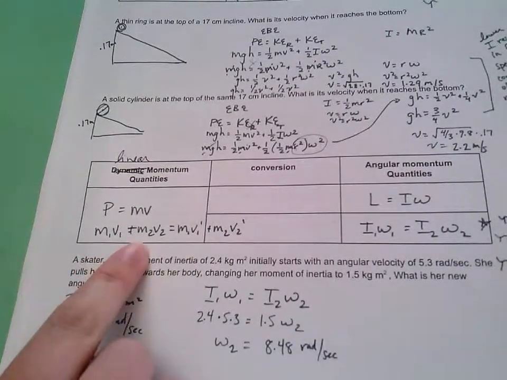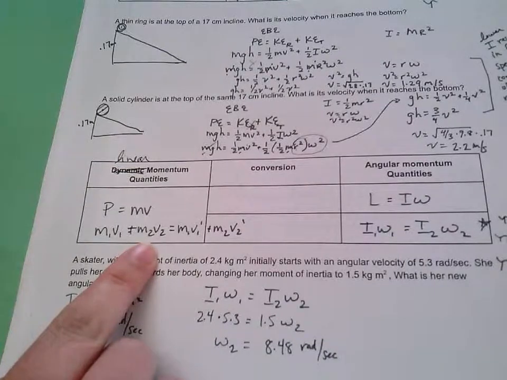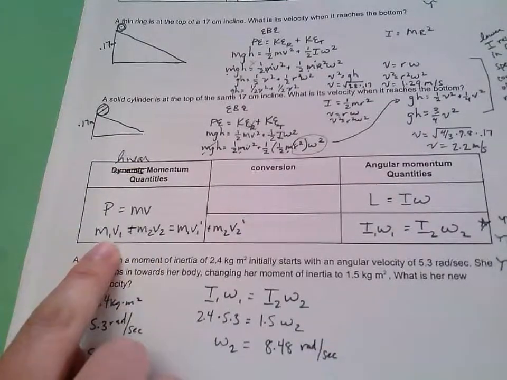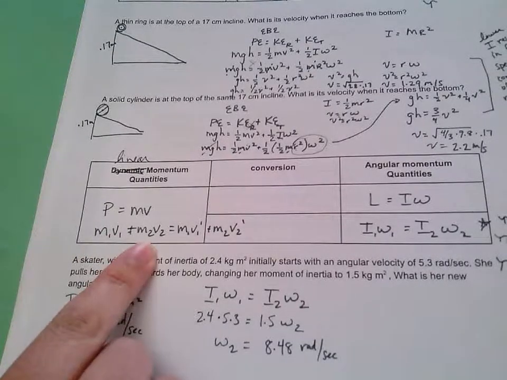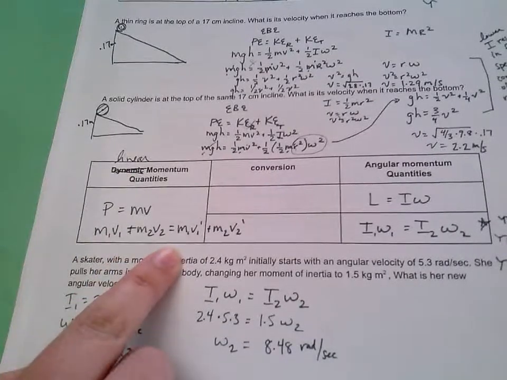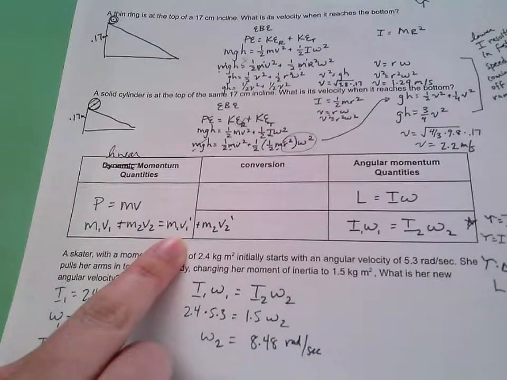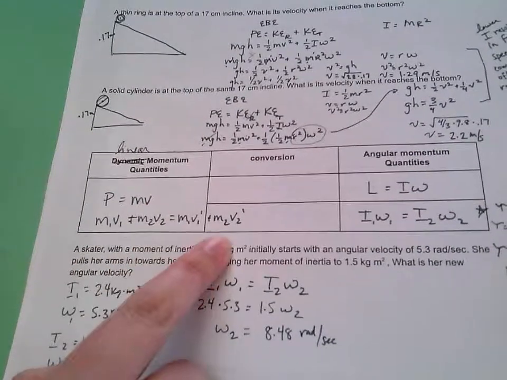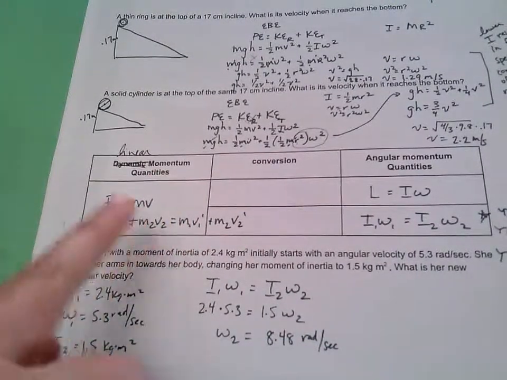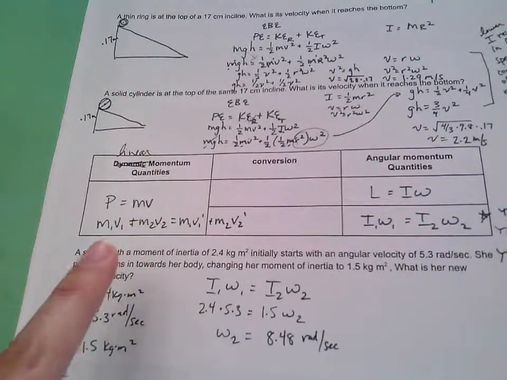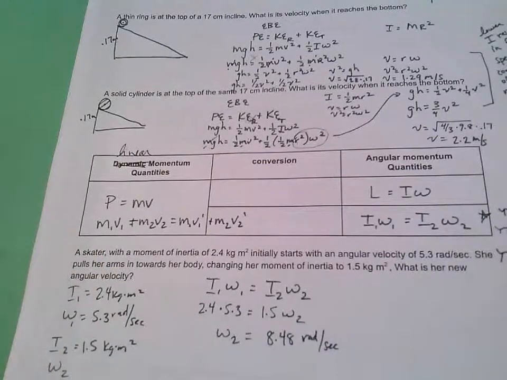The quarterback and the defensive end. Quarterback is going to have some initial momentum. Defensive end is going to have some initial momentum. And that's going to be equal to the quarterback's final momentum plus the defensive end's final momentum. And so these things are conserved. They stay the same. The total value, just like energy, stays the same.